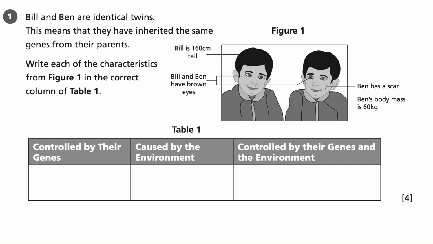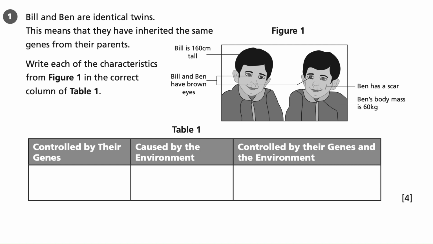Write each of the characteristics from figure 1 in the correct column of table 1. You can see table 1 here with controlled by their genes, caused by the environment, and controlled by their genes and the environment. Now, with this sort of question, it's a really good idea to have a real think about your answer and plan it before writing things in the table. So rather than just going straight into it, because that can then cause mistakes, you end up crossing stuff out, and it can cause difficulties.